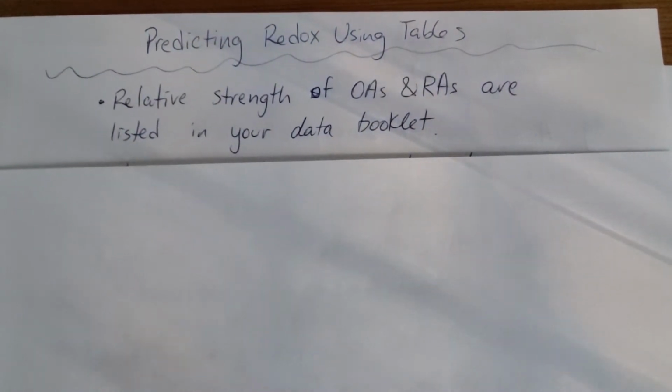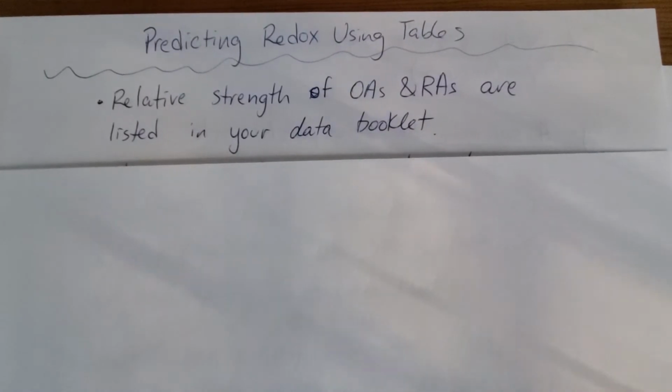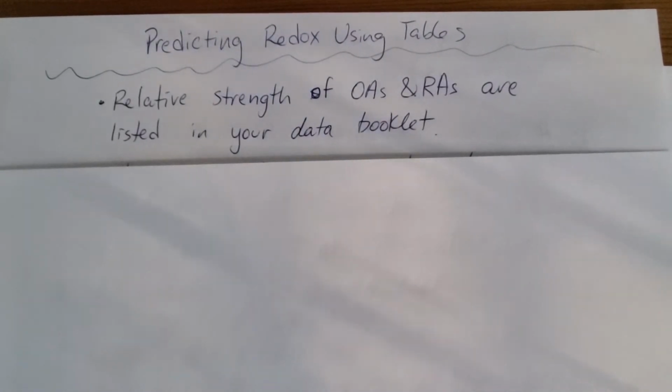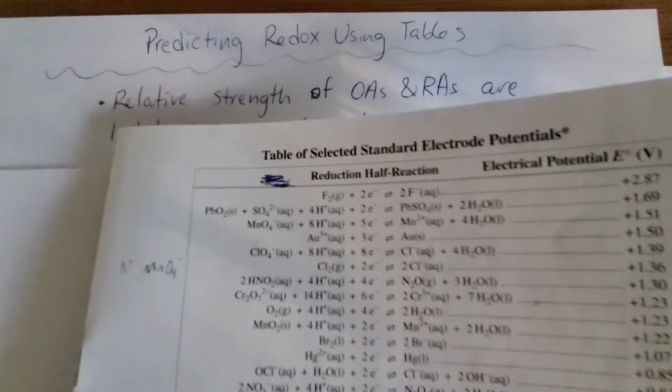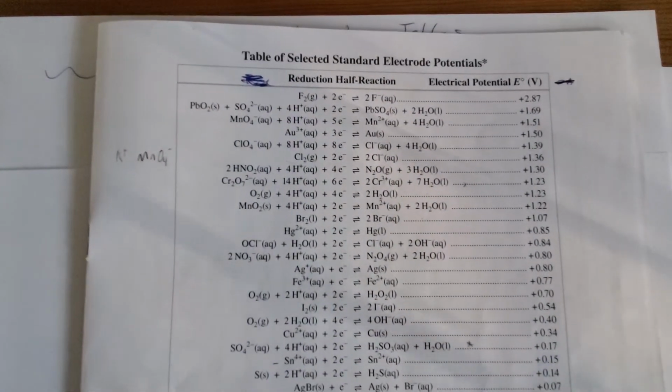Hello, Chemistry 30. Today I'm going to show you how to use your redox table to predict redox reactions. Okay, so we've seen how redox tables are made, and a really big one's been made for us. It is in our data booklet. This is it. You're going to use this a lot in the next 2 weeks or so. It's laid out just like the ones we were making.